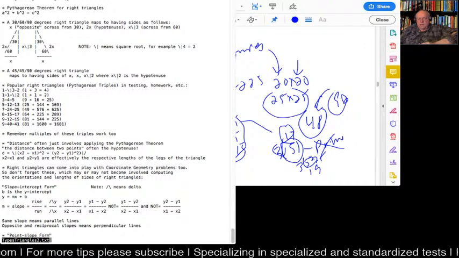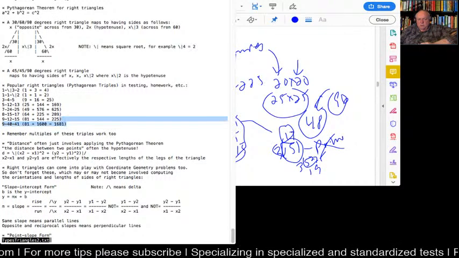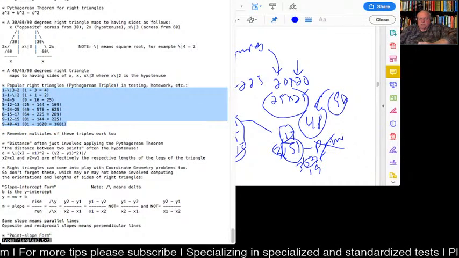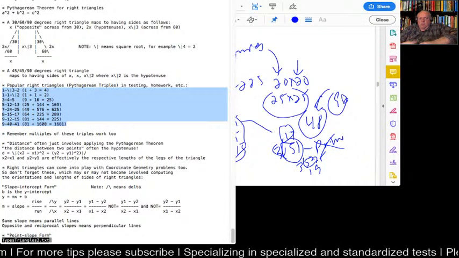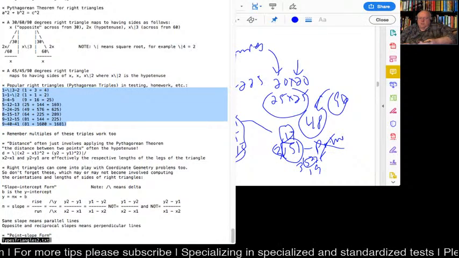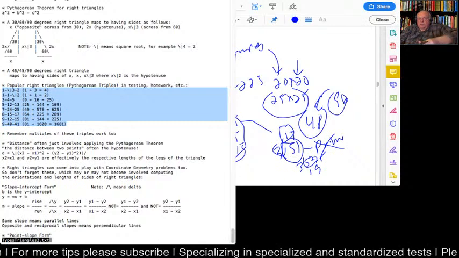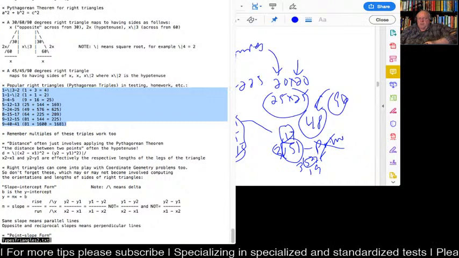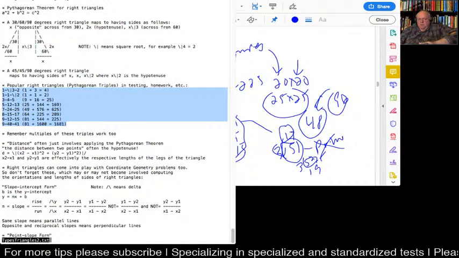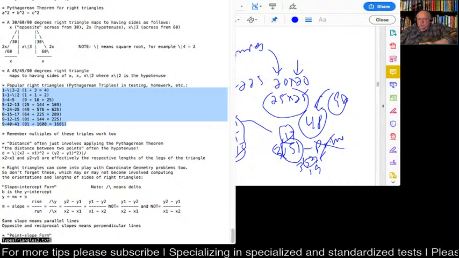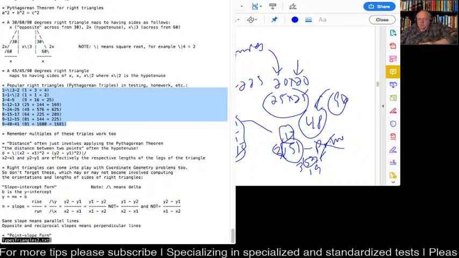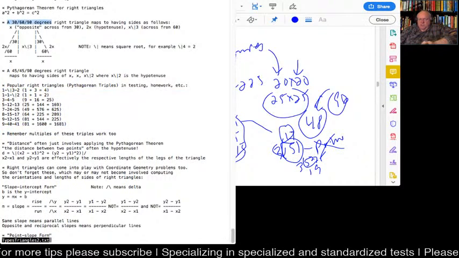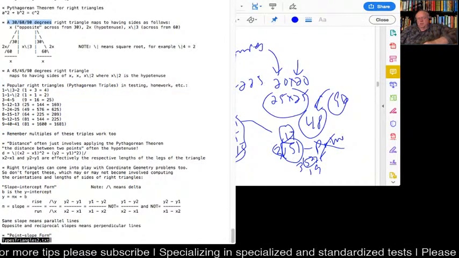So you guys should know all these here. These are all your Pythagorean triples. So we have 1, 1, square root of 2, 3, 4, 5, 5, 12, 13, 7, 24, 25, 8, 15, 17, 9, 12, 15, 9, 40, 41. Okay. There's also 1, square root of 3, 2, which is talked about up here, which is a 30, 60, 90 triangle. That comes up a lot as well.